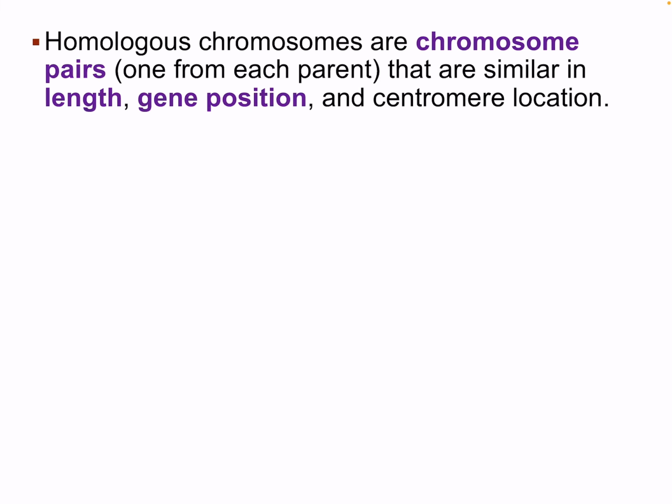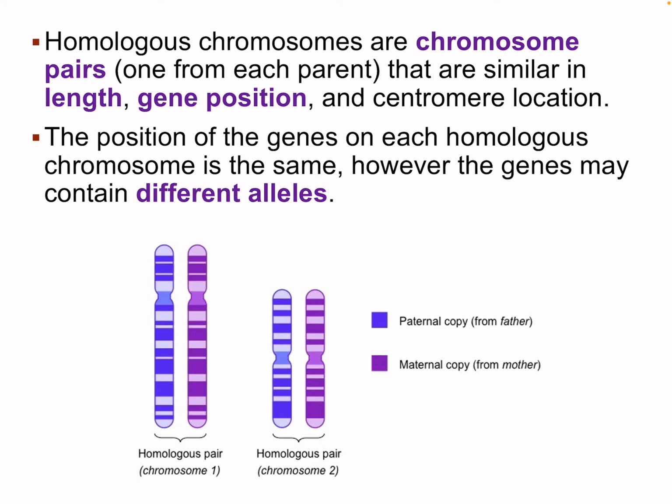Okay. So the homologous chromosomes are arranged into pairs because they will be the same length, they will have the same genes at the same position, and they will have the same centromere locations. So that allows us to arrange them into pairs. So although homologous chromosomes have the same genes at the same positions, those genes may contain different alleles. So, for example, if it's the gene for eye colour, one chromosome may carry the gene for brown eyes, and one chromosome may carry the gene for blue eyes.